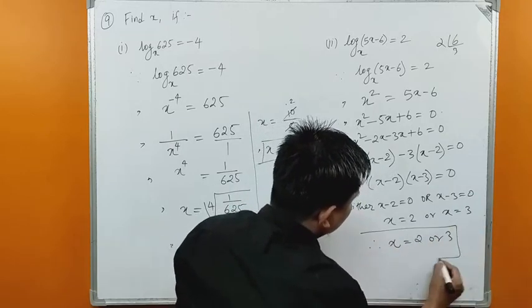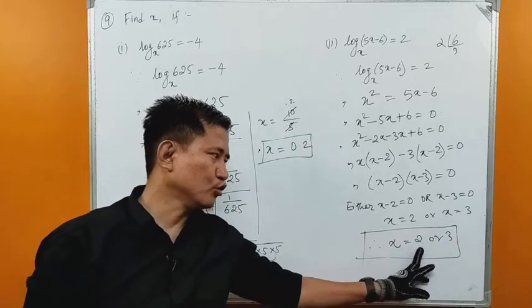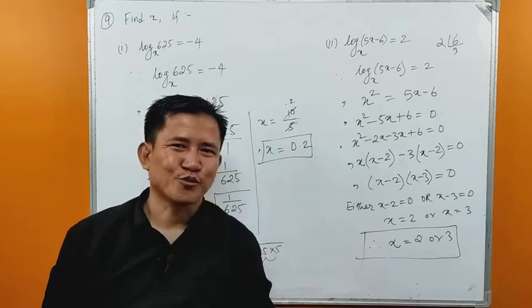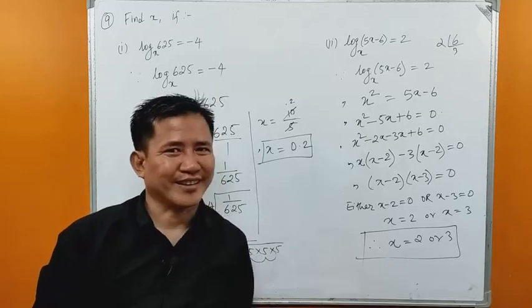Okay, so we were asked to find the values of x. The values of x are 2 or 3. There are two possibilities for the values of x, 2 or 3.